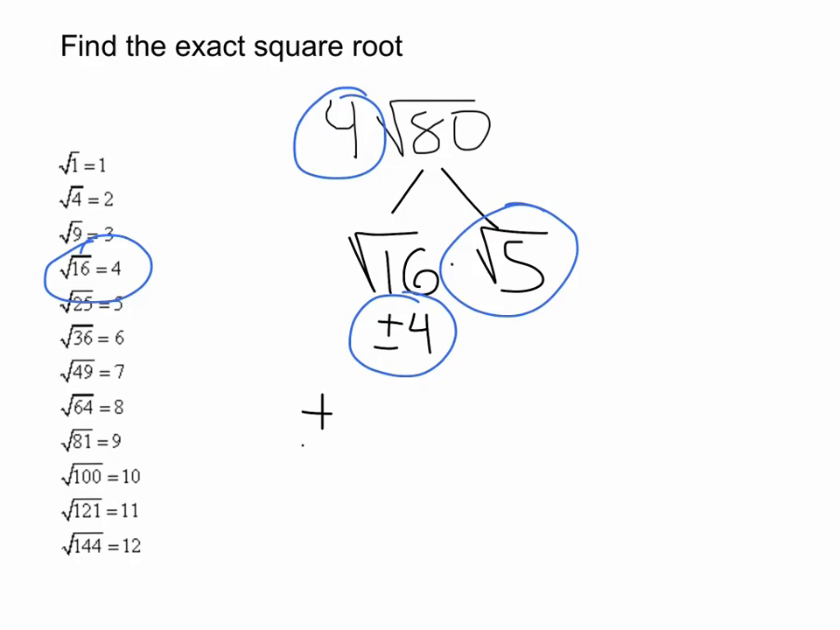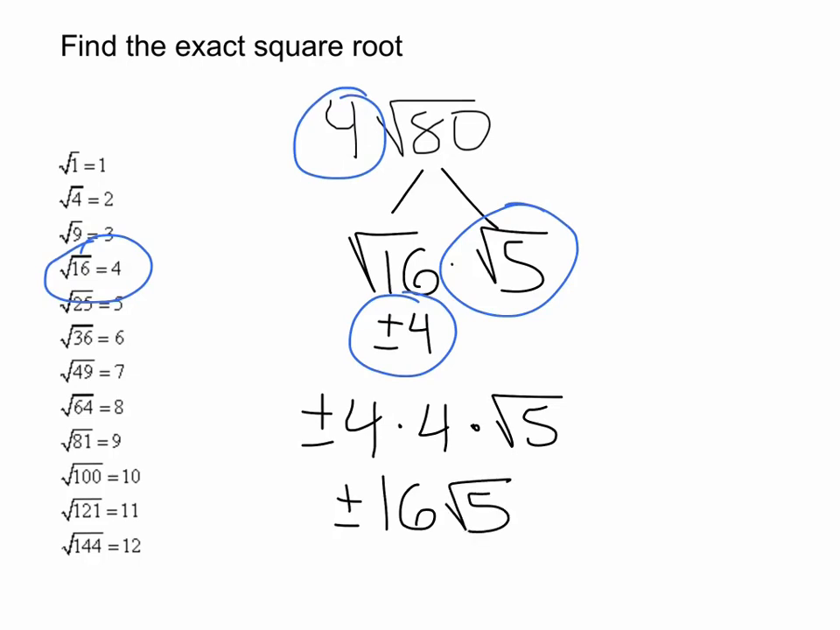So I have positive and negative 4, and I'm multiplying these three terms: 4 times 4 times the square root of 5. And I'll get positive and negative 16 times the square root of 5.